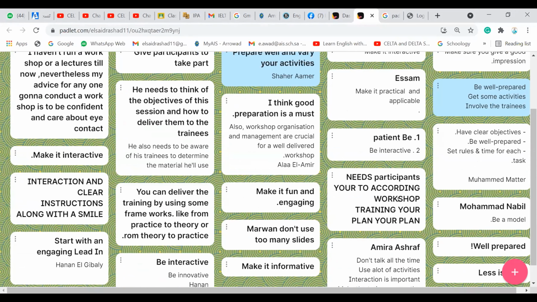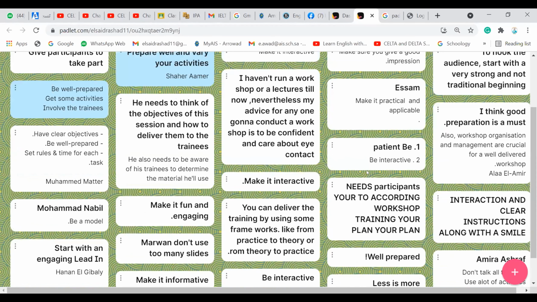Involve the trainees. Make it practical and applicable. This is a very good one, Mr. Assam. Yeah, I like it. Have clear objectives. Very good, Mr. Muhammad Matar. Yeah. Rules.